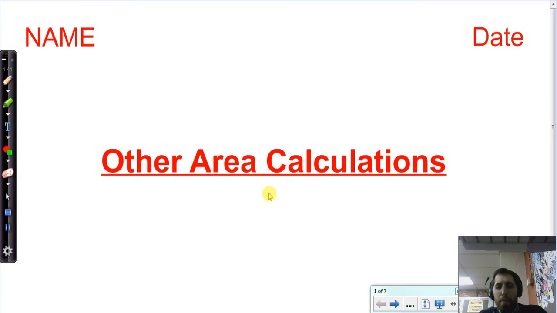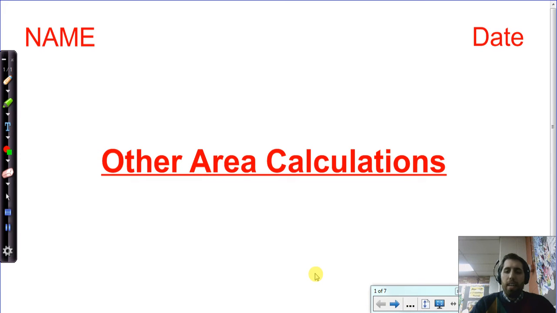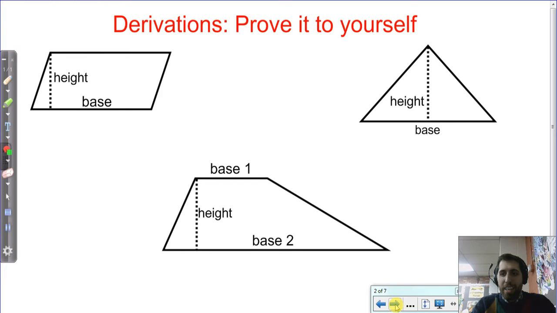Alright, 8th grade, here we go. We're talking about other area calculations. So we've already talked about circles and other rectangular figures and how we need to split them up sometimes, but we also need to review some of our other favorite quadrilaterals and also triangles.